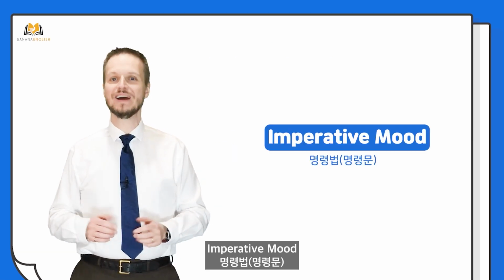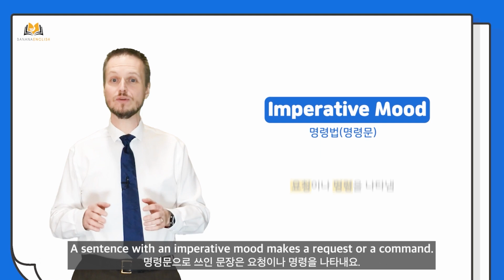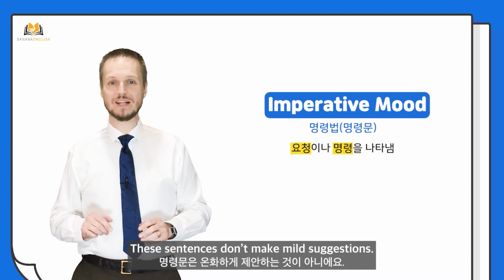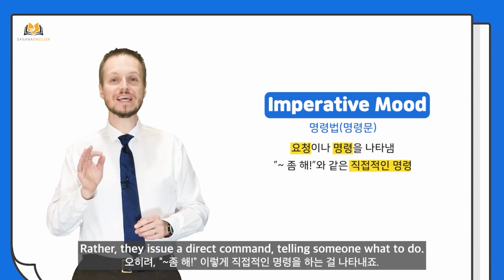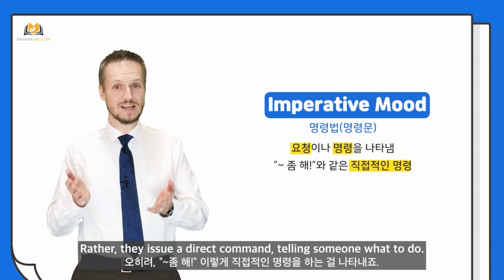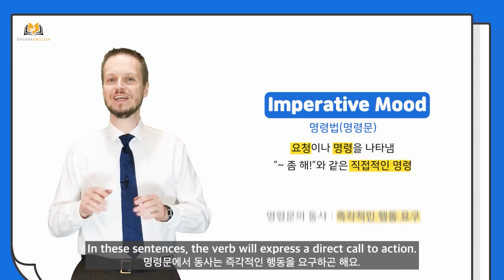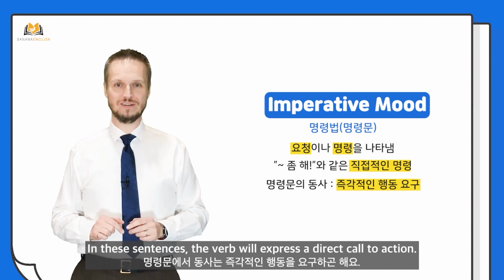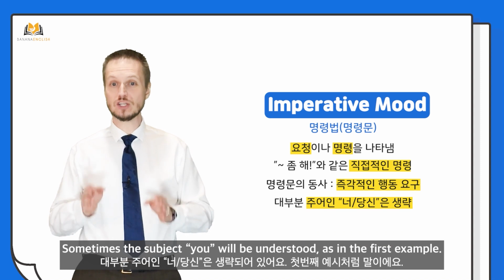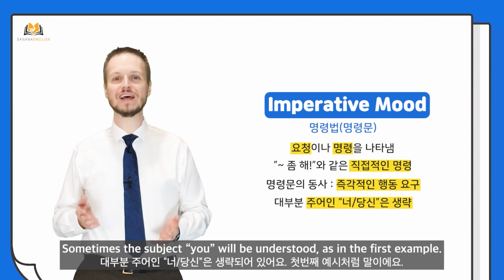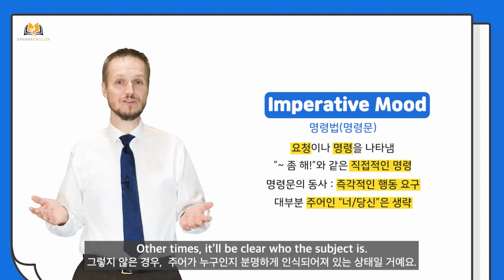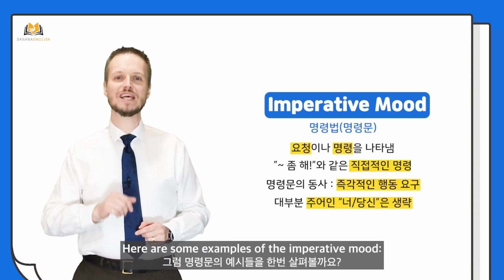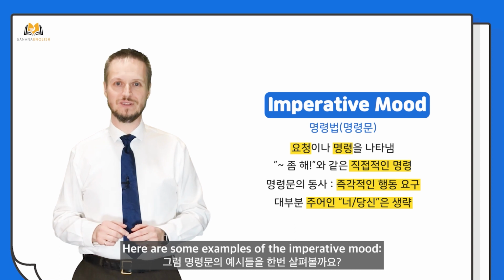Imperative mood. A sentence with an imperative mood makes a request or a command. These sentences don't make mild suggestions. Rather, they issue a direct command, telling someone what to do. In these sentences, the verb will express a direct call to action. Sometimes, the subject, you, will be understood, as in the first example. Other times, it'll be clear who the subject is. Here are some examples of the imperative mood.